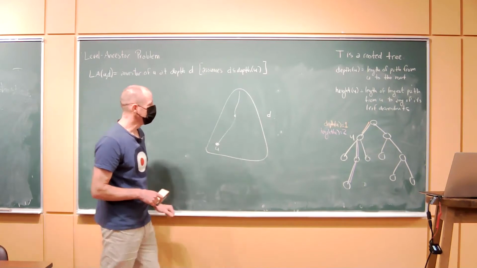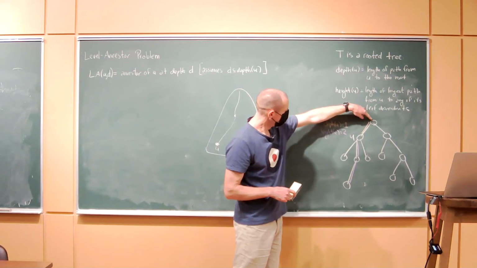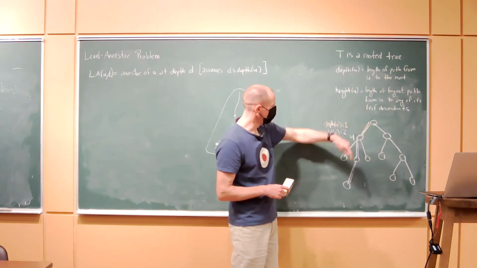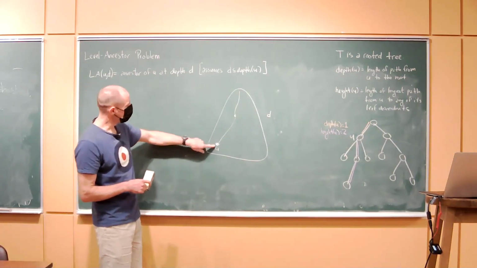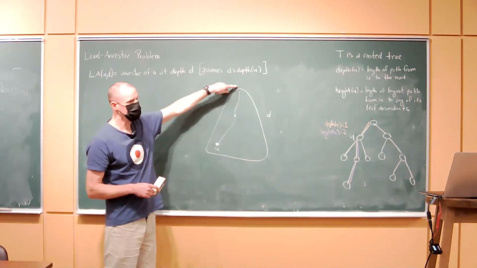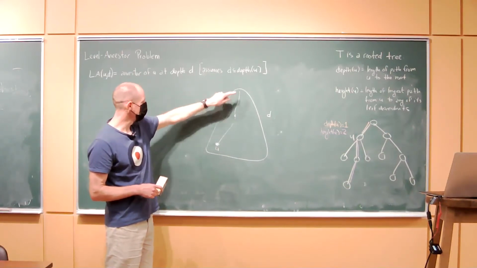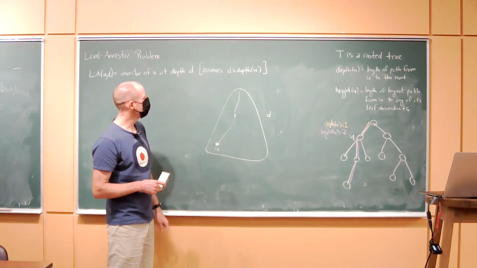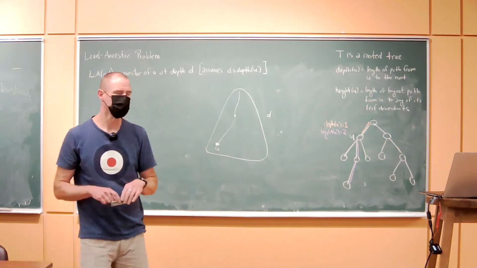Remember, the depth of a node is the length of the path from the root to that node. So for example, here's a node of depth 1. The ancestors of U all have the same depth as U or smaller depth. They can't have greater depth. If they have greater depth, they're either not ancestors or they're descendants. So this assumes that the query depth is less than or equal to the depth of U. Otherwise, the query doesn't make sense.